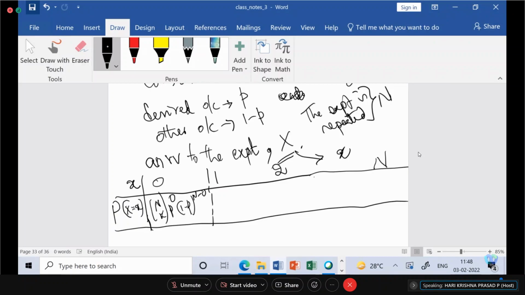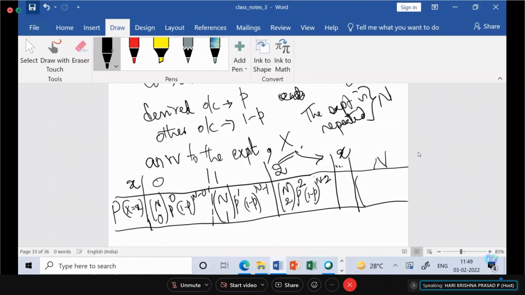Next thing is the probability of the desired event happening exactly once. What is that probability? NC0 for the first term. For the second, it is NC1 p power 1 times 1 minus p raised to n minus 1. The probability that the desired event happens exactly 2 times is NC2 p square 1 minus p to the n minus 2. This is what we have seen, right? Repeat this for so many events.